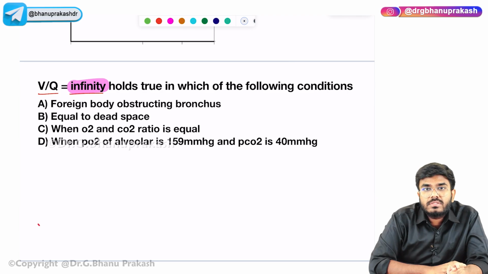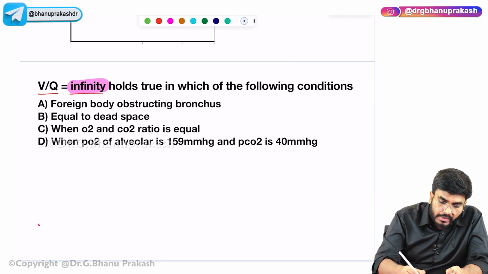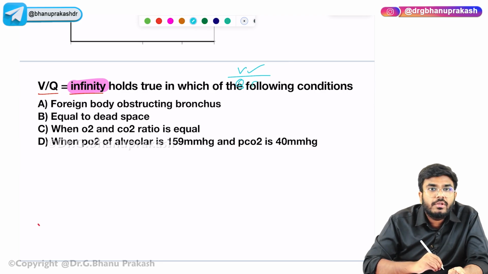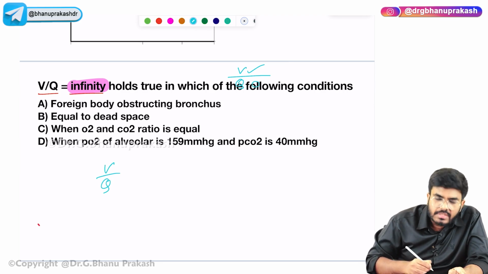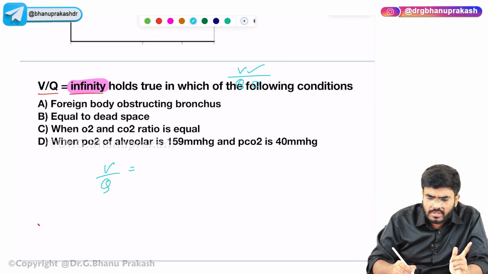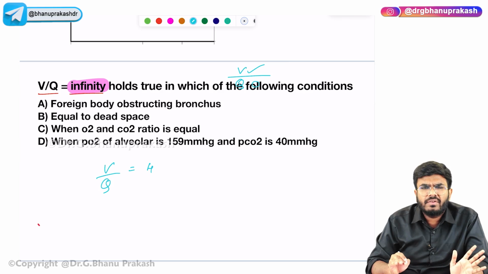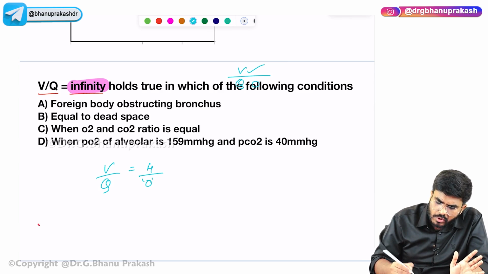One condition, pulmonary embolism. Not only in pulmonary embolism, it is also infinity in anatomical dead space. In anatomical dead space, ventilation is good. But what about the perfusion? Perfusion becomes zero. Okay, V by Q, ventilation by perfusion. Ventilation is good. For example, let's take any number. Let's say ventilation is 4 liters, for understanding. But what is the perfusion? There is no perfusion.